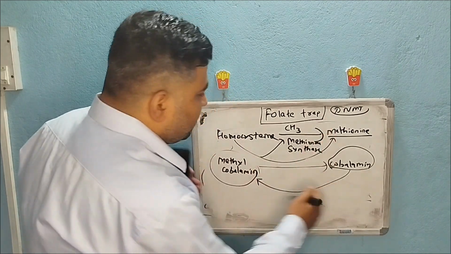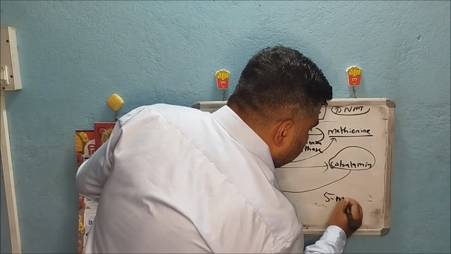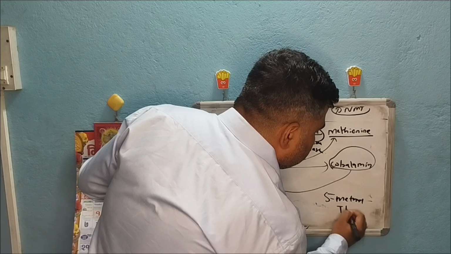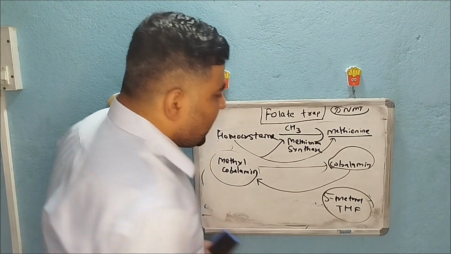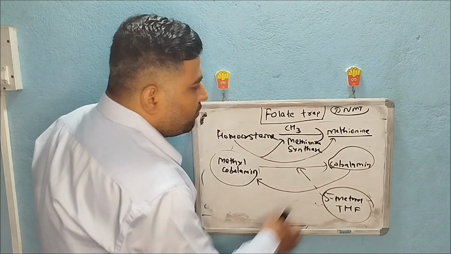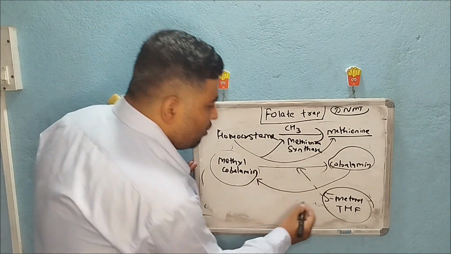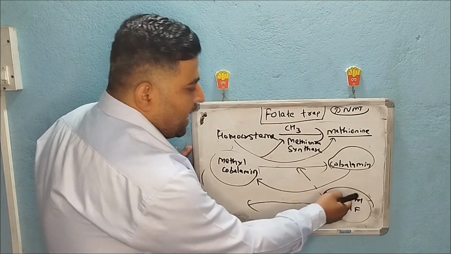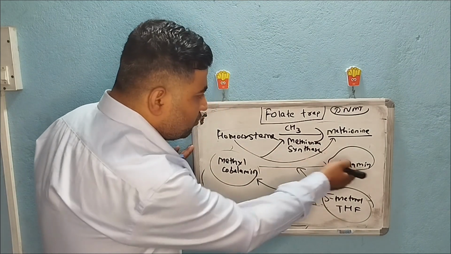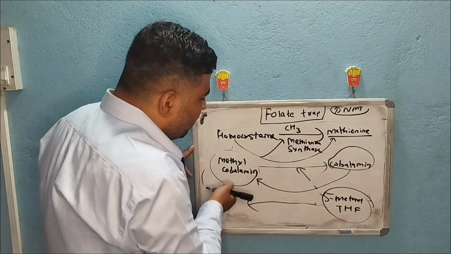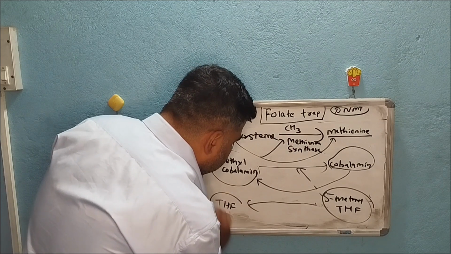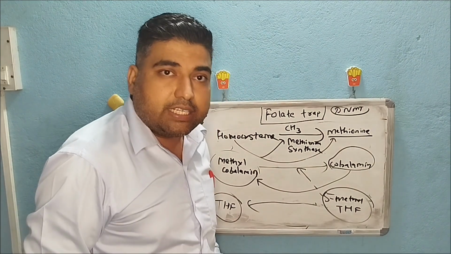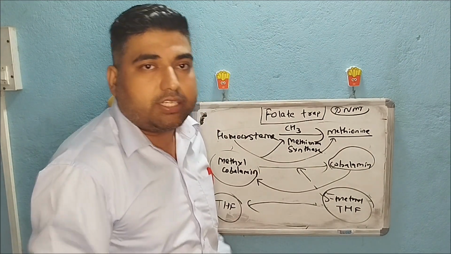Here 5-methyl tetrahydrofolate serves as the methyl donor that converts cobalamin into methylcobalamin. After donating its methyl group to cobalamin, which gets converted into methylcobalamin, the 5-methyl tetrahydrofolate gets converted into tetrahydrofolate.